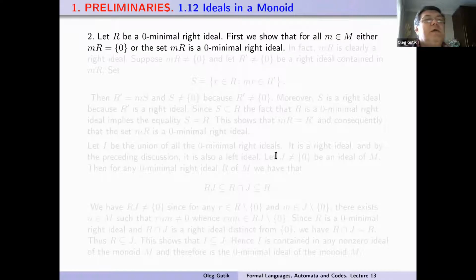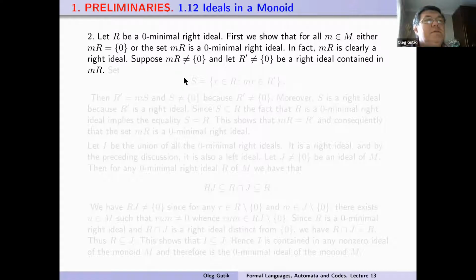Second, let R be a zero minimal right ideal. First, we show that for all M belonging to M capital, either MR is equal to 0, or the set MR is a zero minimal right ideal. In fact, MR is clearly a right ideal. Suppose that MR capital is not equal to 0, and let R prime, not equal to 0, be a right ideal contained in the ideal MR capital. We set S to consist of those elements of R such that M R belongs to R prime.